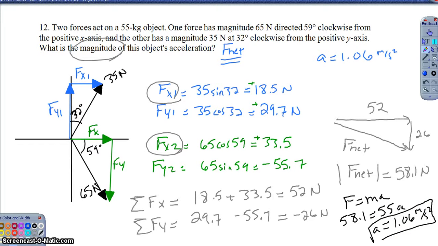So again, making sure you're pretty comfortable with a problem like this, breaking up your components, finding your net force, and then using your net force to find the object's net acceleration. So nothing too crazy here, but make sure you are comfortable with that process.